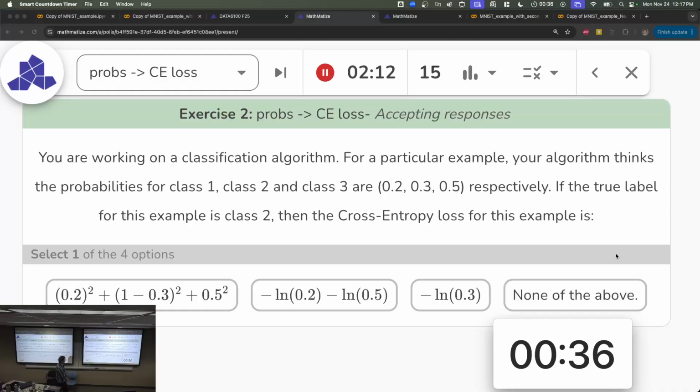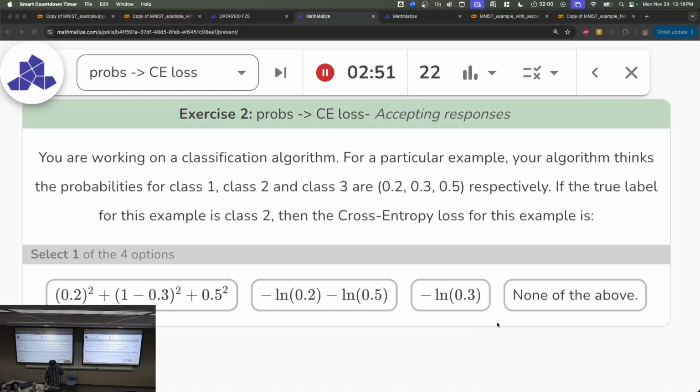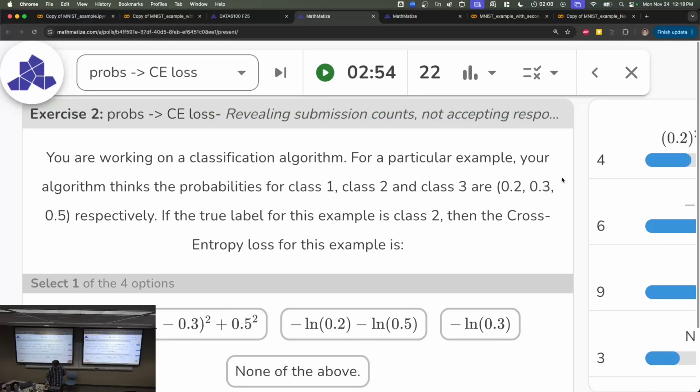All right, 30 seconds left to pick one of these options. All right. Let us see what people said.